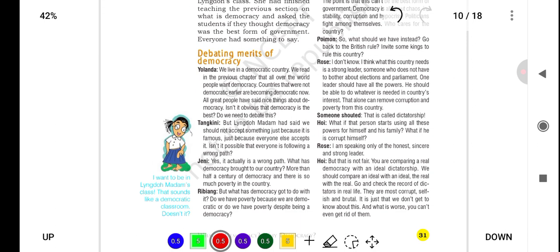Debating merits of democracy. In a class discussion, students debated whether democracy was the best form of government. They argued that democracy can lead to chaos, instability, corruption, and hypocrisy. They suggested that a strong leader with all powers could remove corruption and poverty. However, they argued that comparing a real democracy with an ideal dictatorship is unfair, as real dictators are often corrupt and self-centered.